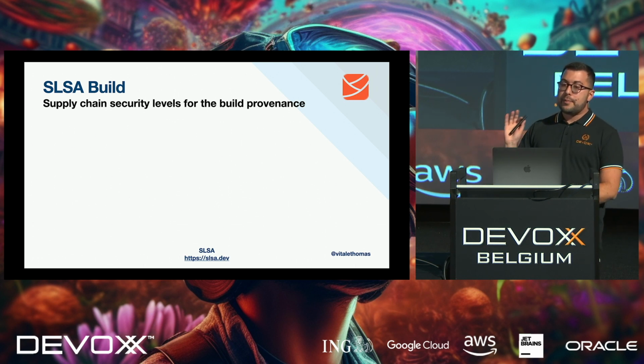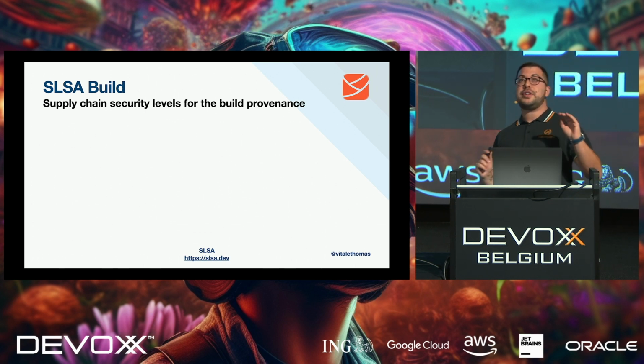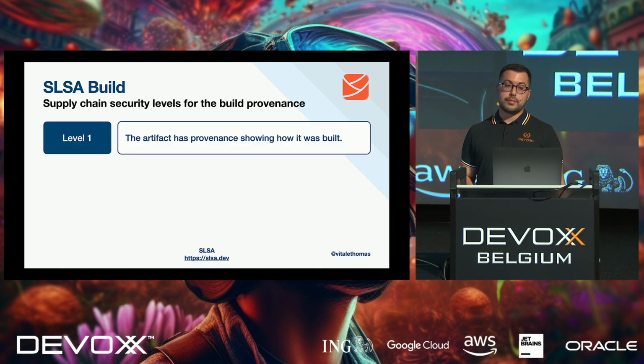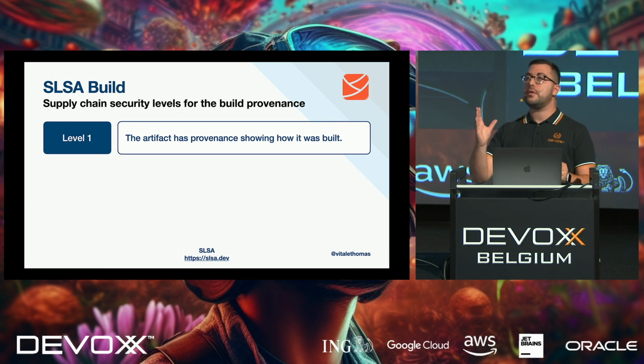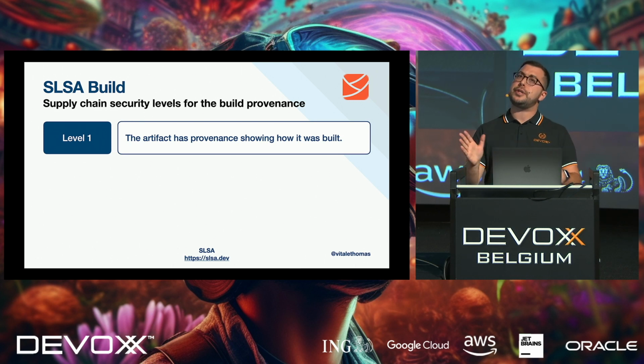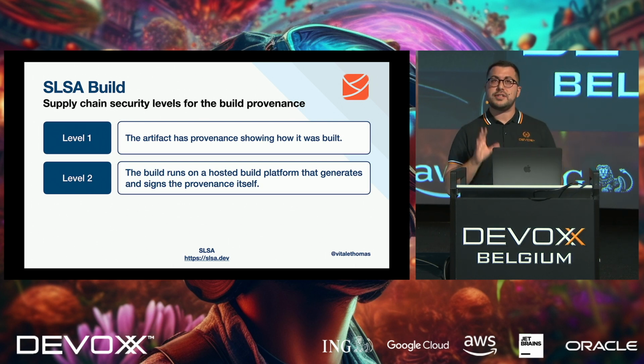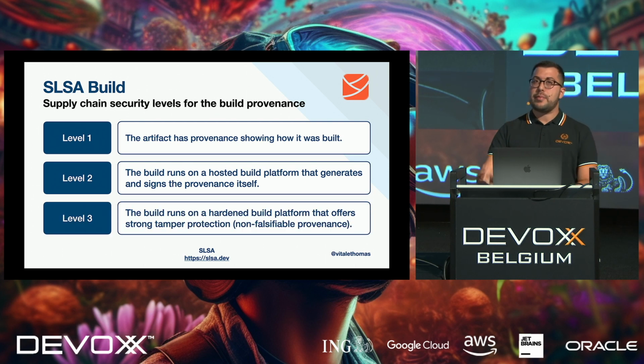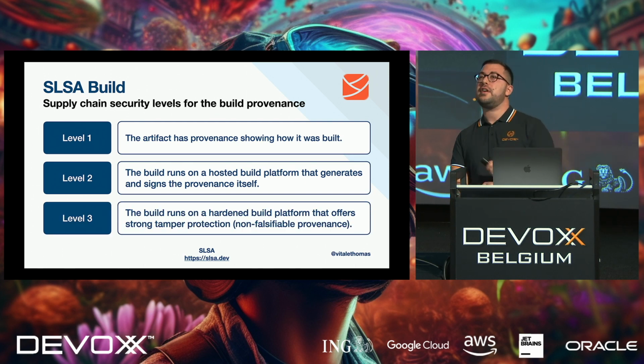So SLSA provides 3 levels, 3 supply chain security levels. So we can start with level 1 and then move our way to the top. The first level is we document where our software comes from. But there's no guarantee that the information is accurate or even valid. It's just documentation. Second level, we want to run the build on a hosted platform that generates and signs the provenance itself. So we also want to sign the provenance. It needs to be authenticated. And the third level is doing the same, but the provenance needs to be non-falsifiable.